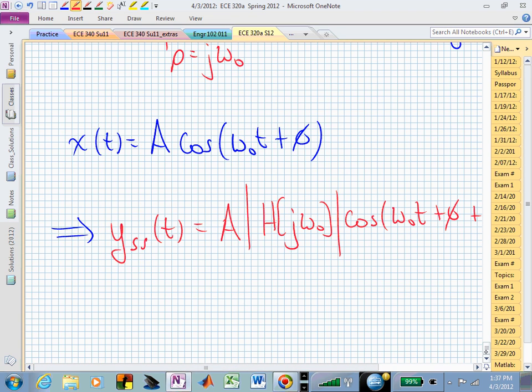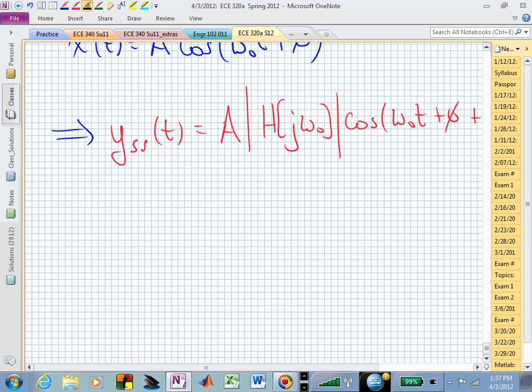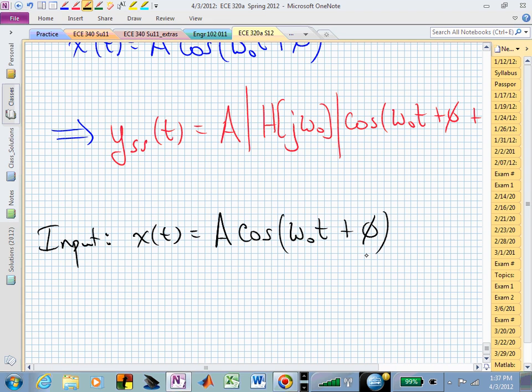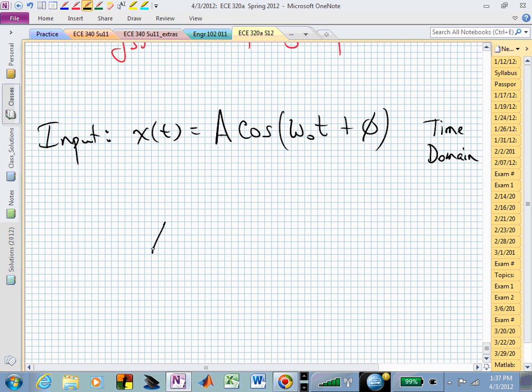So let's look at this. We now have x of t as our input. And in general, that's some amplitude at a frequency omega naught and some angle, phi. And that's our time domain. In the phasor form, this is now A at an angle of phi.